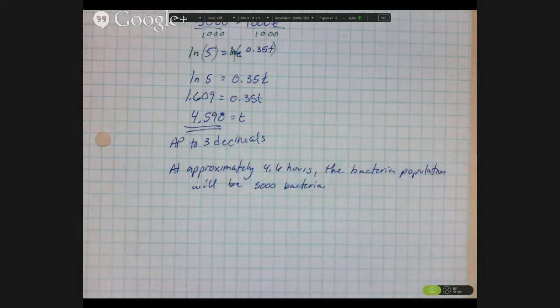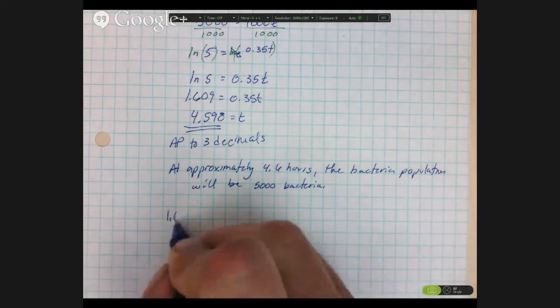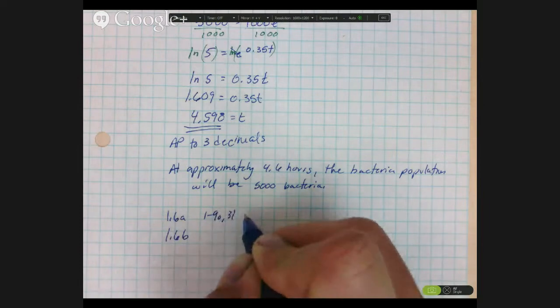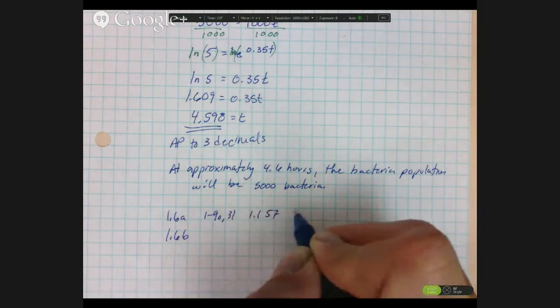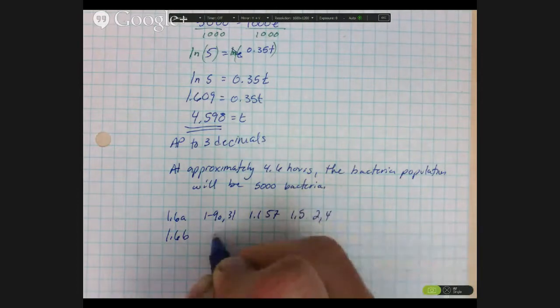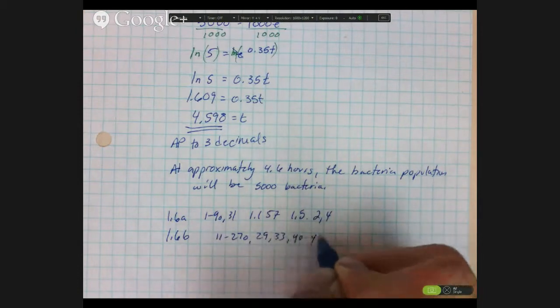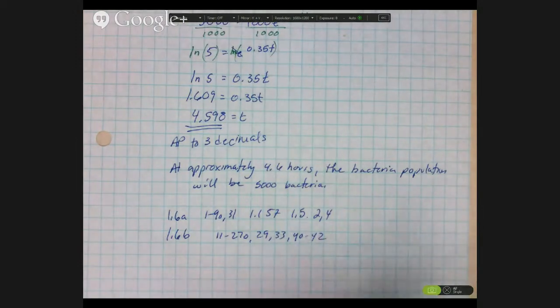Okay, that'll be all for the day. I'm going to put the homework on here again, 1.6a, 1.6b. Okay, so that's all due 2 days from tonight. Tonight's the 2nd. So if you're in 2014, it's due on Thursday morning.